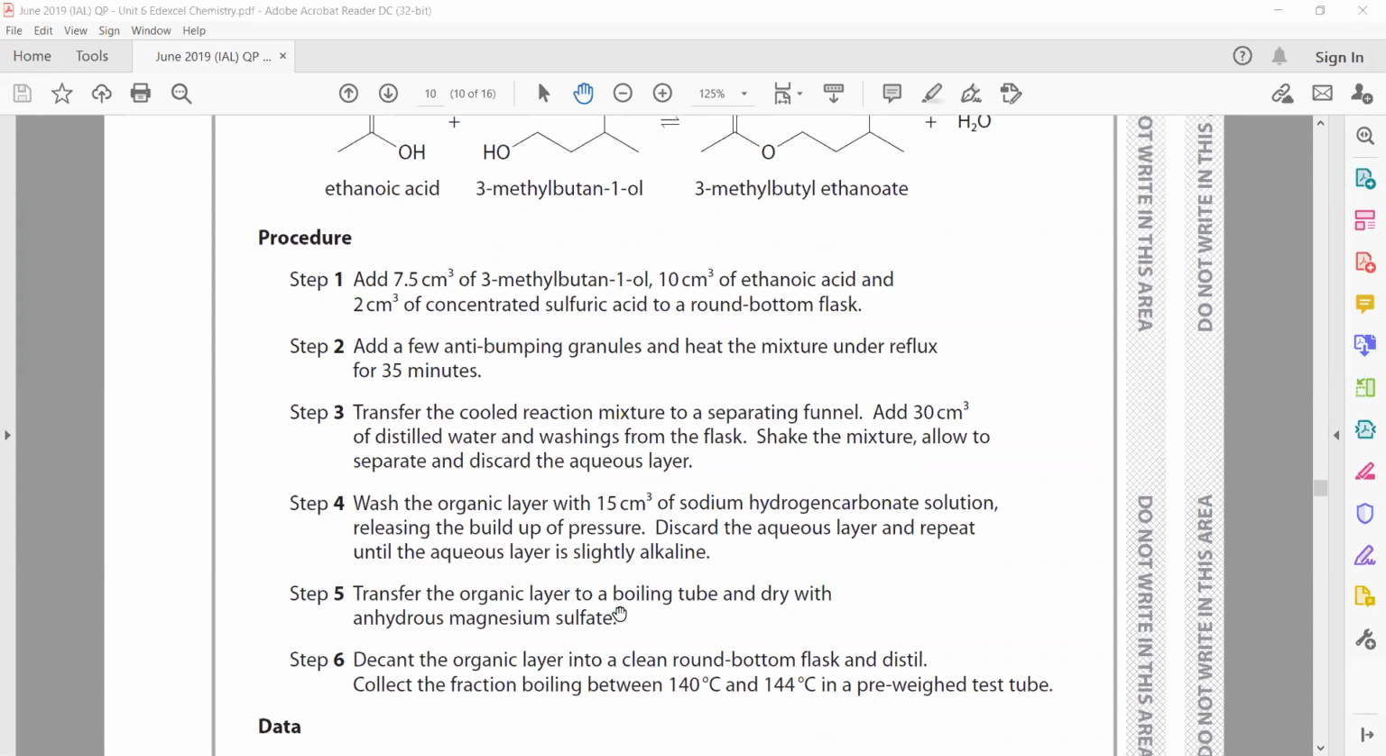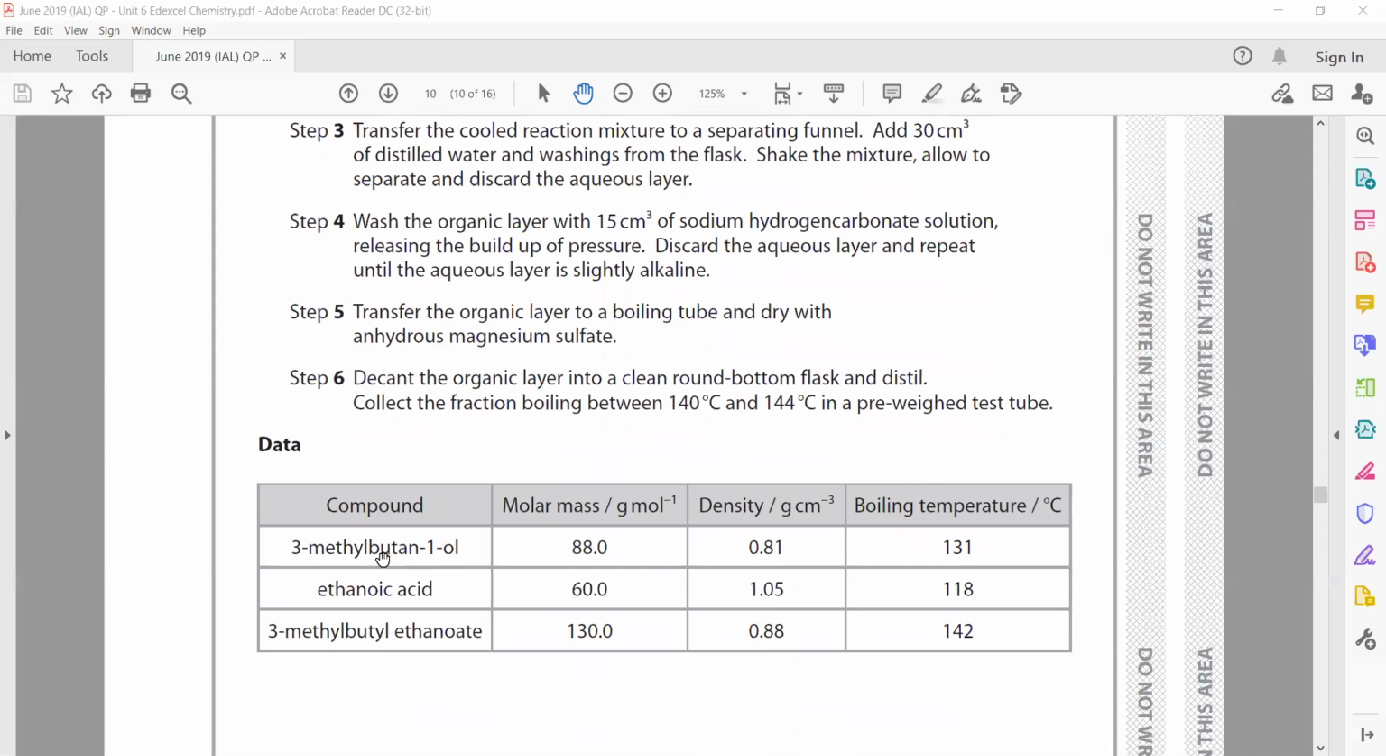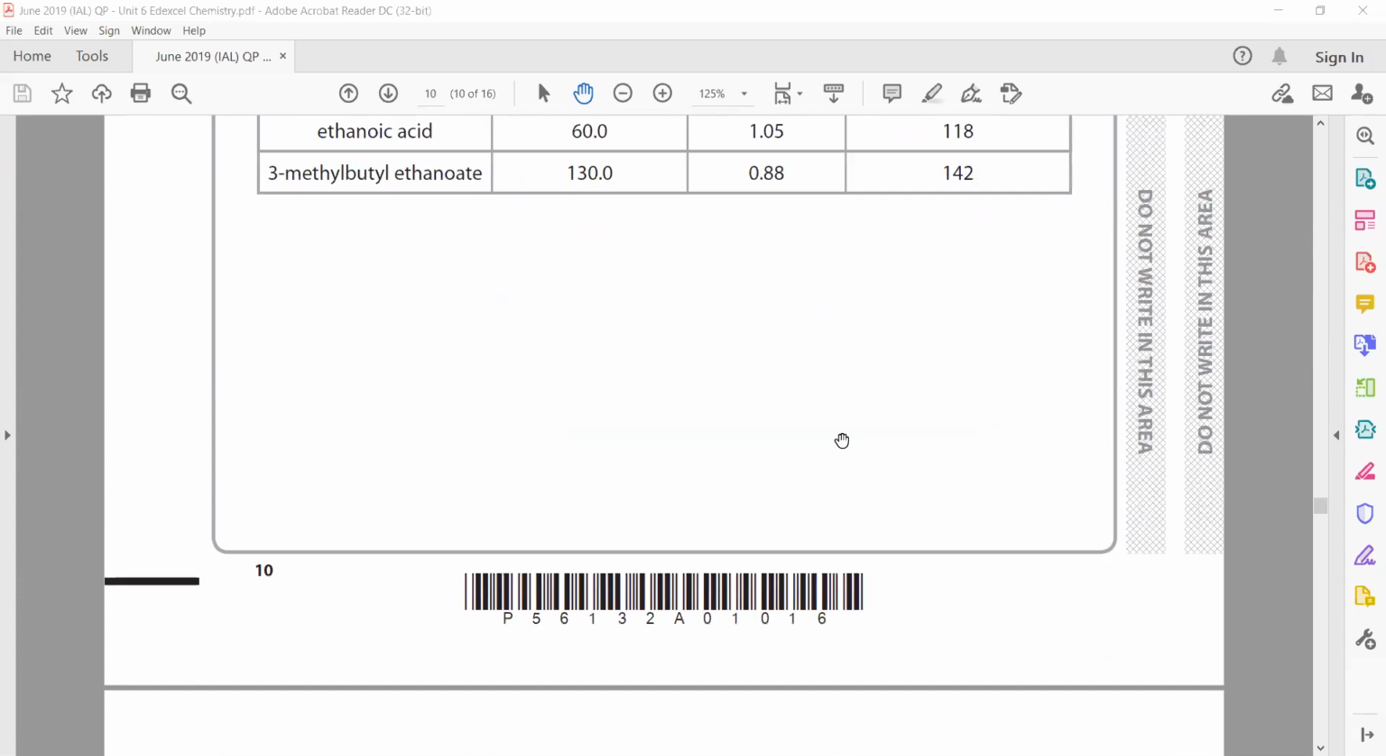Then transfer the organic layer to a boiling tube and dry with anhydrous magnesium sulfate, which is a drying agent. Then decant the organic layer into a clean round bottom flask and distill. Collect the fraction boiling between 140 and 144 in a pre-weighed test tube. The data is given: the molar masses, the densities and the boiling points.